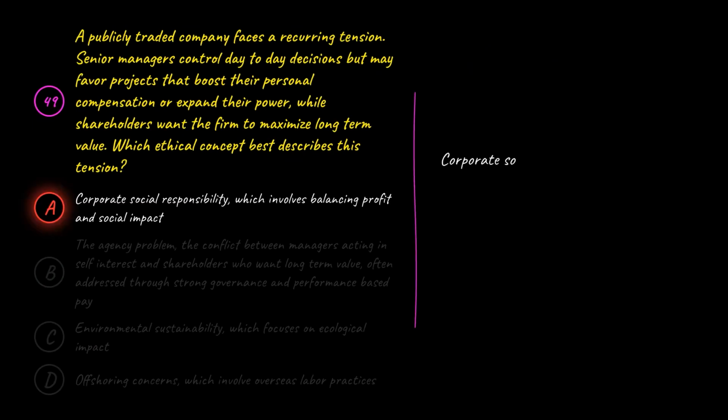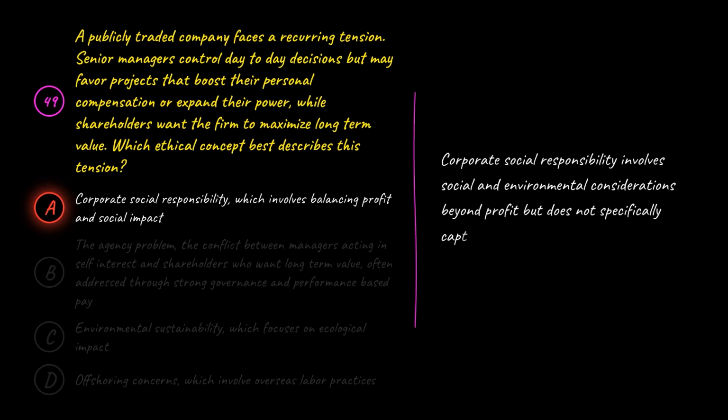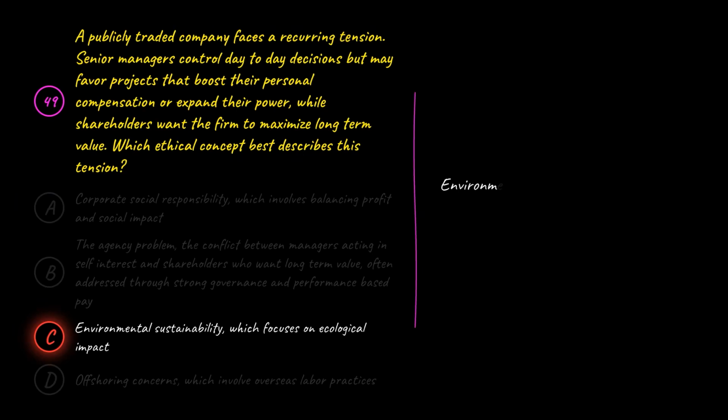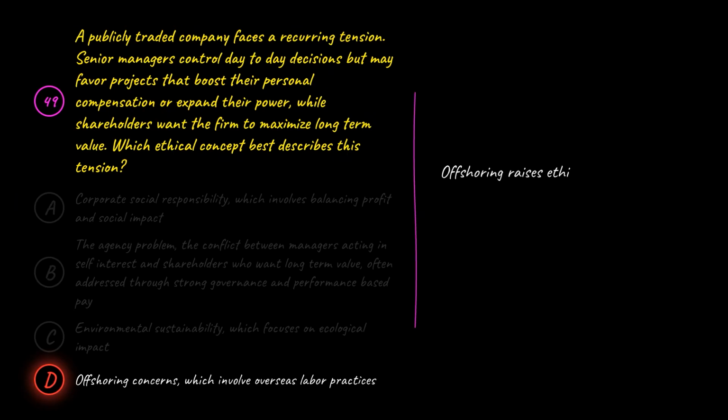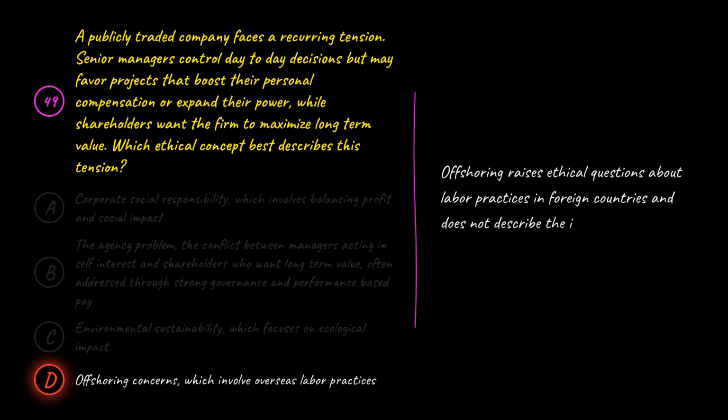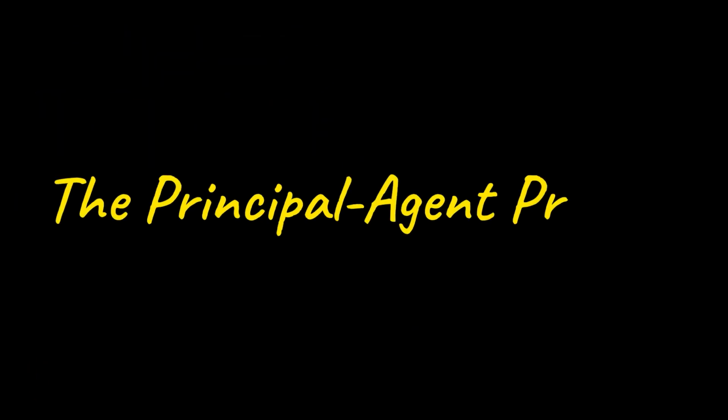A is wrong because corporate social responsibility involves social and environmental considerations beyond profit, but does not specifically capture the manager versus shareholder tension described. C is wrong because environmental sustainability addresses ecological impact and resource use, not the principal-agent conflict inside the firm. D is wrong because offshoring raises ethical questions about labor practices in foreign countries and does not describe the internal manager-shareholder tension. The agency problem describes a fundamental tension built into how modern corporations are structured.